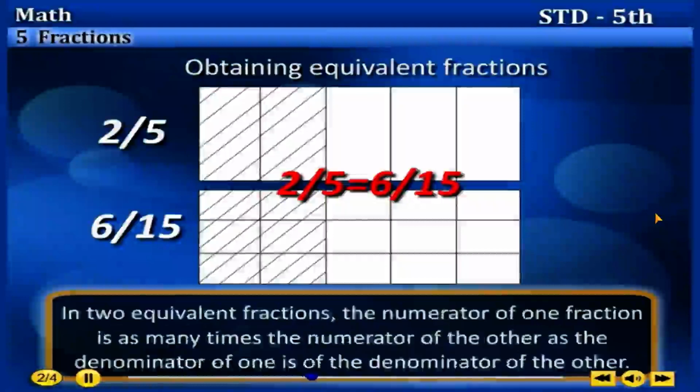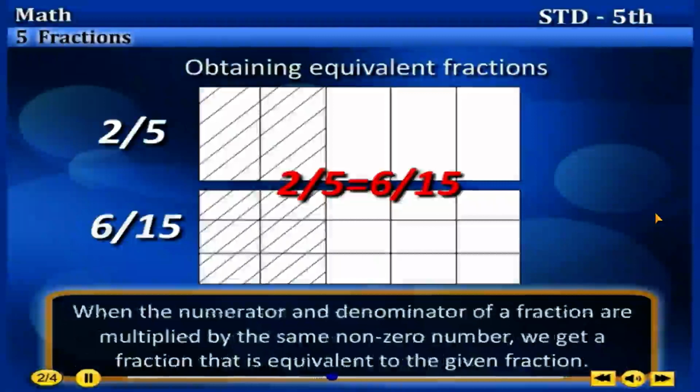In 2 equivalent fractions, the numerator of one fraction is as many times the numerator of the other as the denominator of one is of the denominator of the other. When the numerator and denominator of a fraction are multiplied by the same non-zero number, we get a fraction that is equivalent to the given fraction.